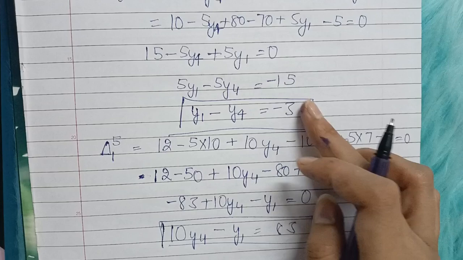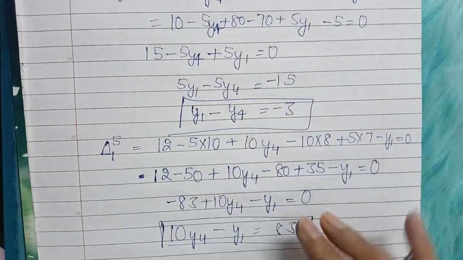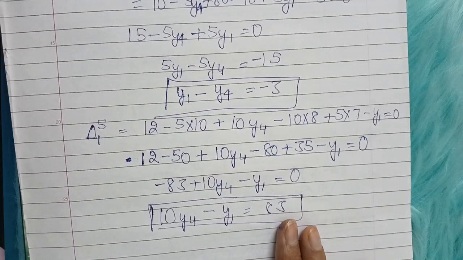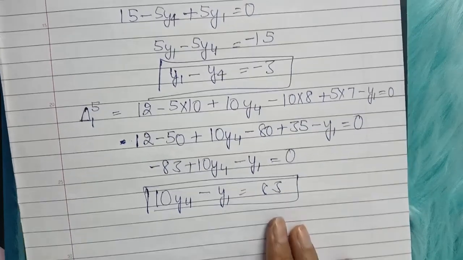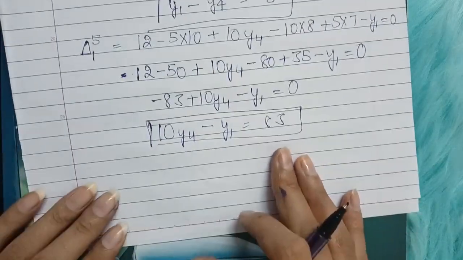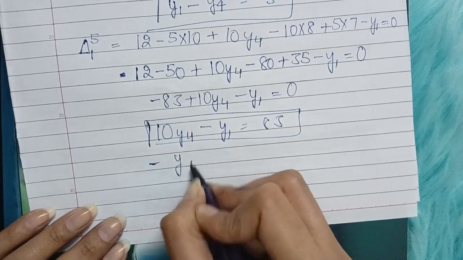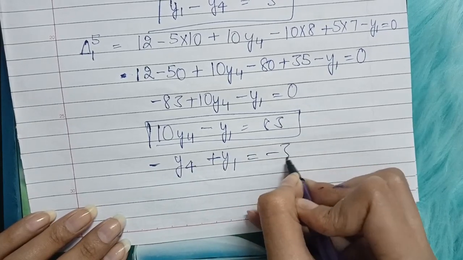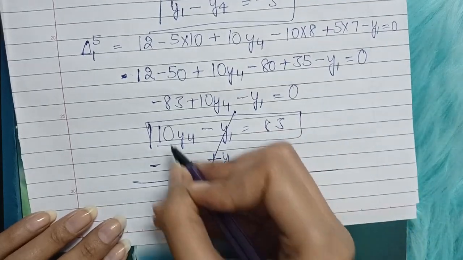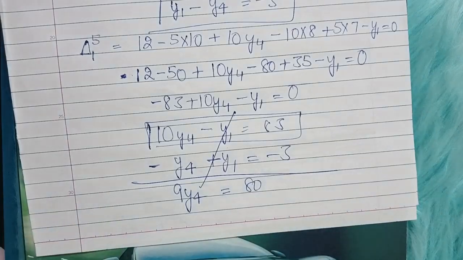If you think about these two, we have positive y1 and negative y1, so we can directly add them, I mean directly calculate them, or simultaneously. So let me start with these two. I'm writing the equation here. Minus y4 with this one plus y1 equals to minus 3. So I'm adding them. Plus and minus sign cancel. That is 9y4 equals to 80.